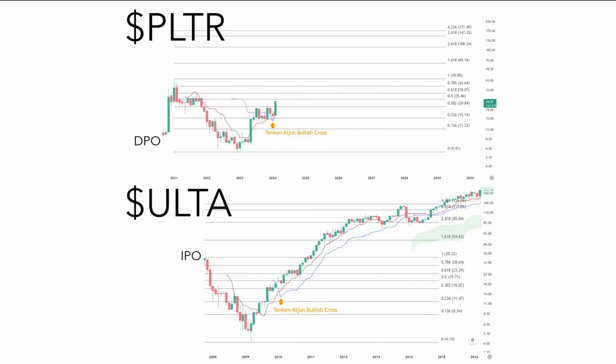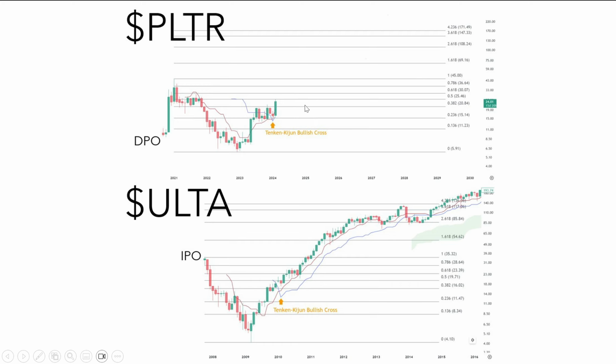And if you try to guess how far Palantir can go, nobody really knows, right? I happen to think that it could hit some of these crazy all-time highs here. It could get to even 1.618 or 2.618 levels. I think it's just going to take years to play out. I don't think it's going to happen tomorrow. I don't think it's going to happen in 2025. If it does, I'll be very pleasantly surprised.